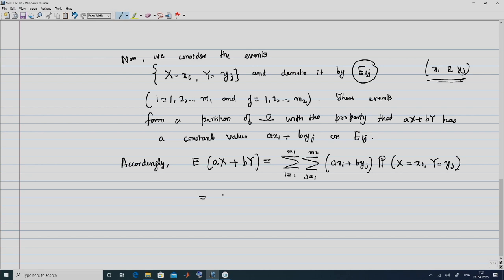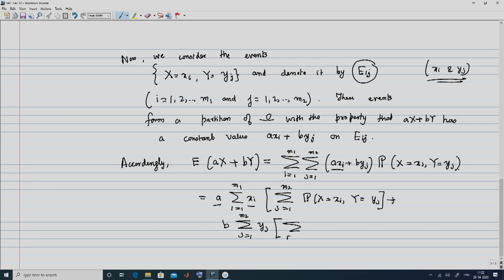Okay, so now I am going to split this up into its components. Let me look at the first one involving the constant A. This is going to be A into the summation of xi, i equal to 1 to m1, and within brackets the summation j equal to 1 to m2 of the probability of x equal to xi and y equal to yj. So basically I have this term A xi accommodated here along with the probability. Plus the second term, B into the summation j equal to 1 to m2 of yj, and within it the summation from i equal to 1 to m1 of the probability that x equal to xi and y equal to yj.